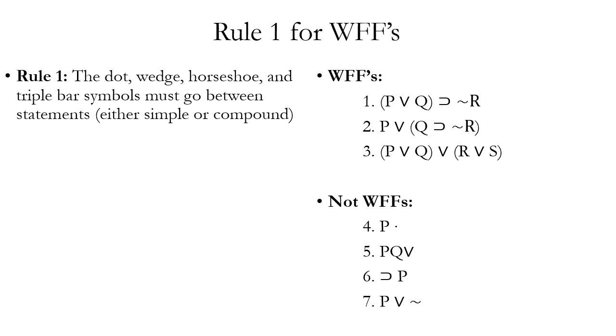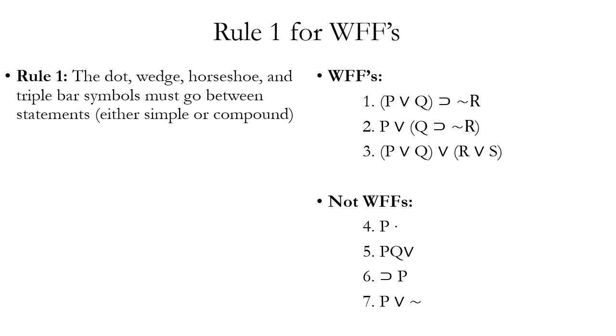The second example, P wedge parentheses Q horseshoe tilde R close parentheses, is also a well-formed formula because both the wedge and the horseshoe go between either simple or compound statements. And similarly for number 3, there are 3 wedges, but each one goes between either a simple or a compound statement. But now let's look at the examples that are not well-formed formulas at the bottom.